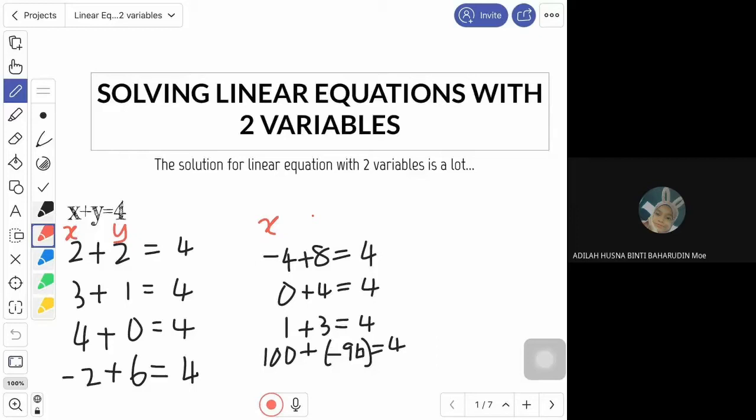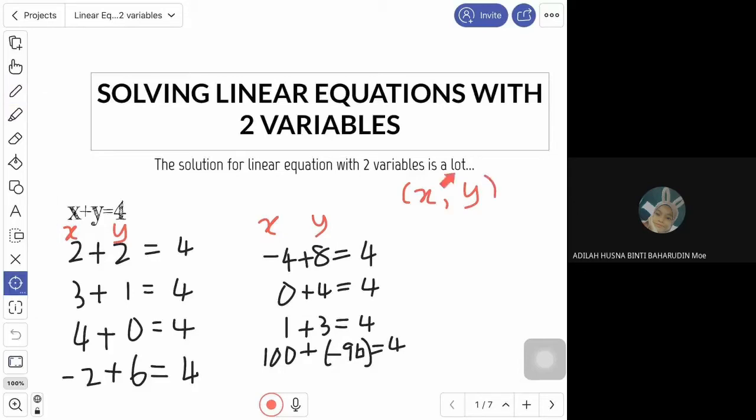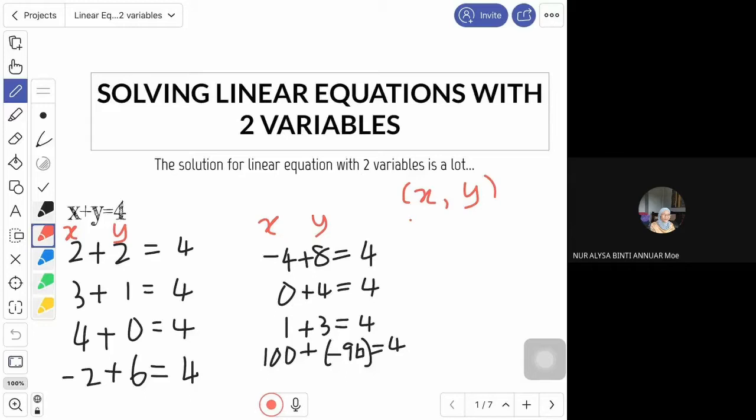So we can write this pair of solutions in the form of (x, y). Okay, have you seen this before? Where do you find this? Coordinate. Yes, in coordinate. So, okay. So here you have two values. When the value of x equals to 2, the value of y will be 2. So we can have the coordinates (2, 2), (3, 1).